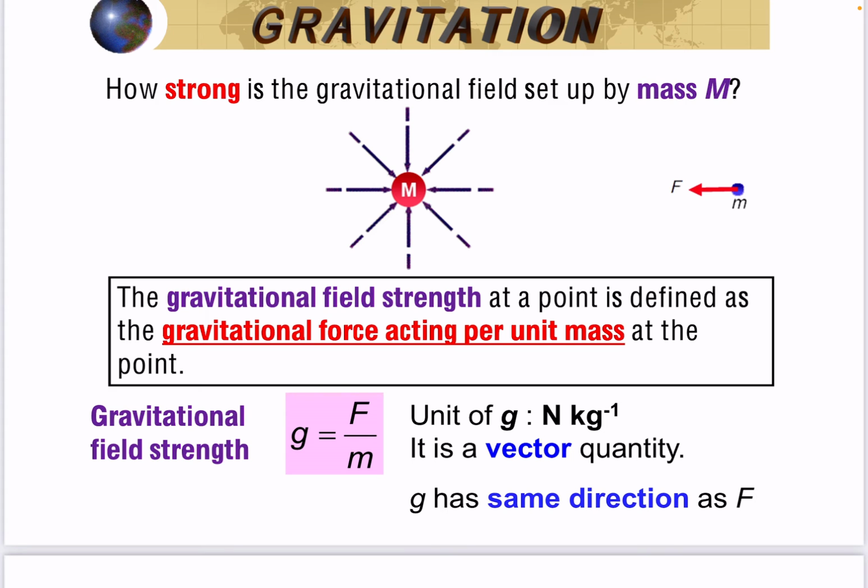Mathematically, g equals F over m. Because F is a vector, gravitational field strength is also a vector, and it has the same direction as F. Take note of the units, it's newtons per kg.